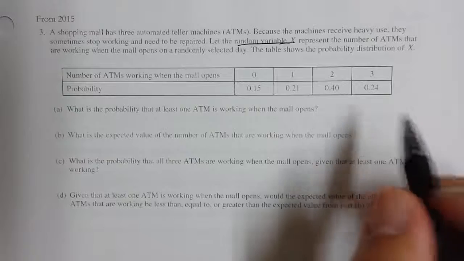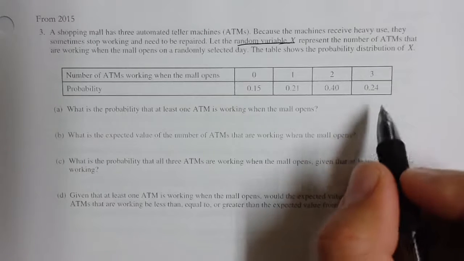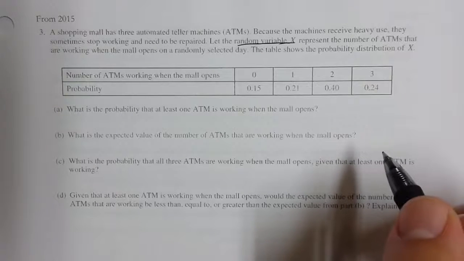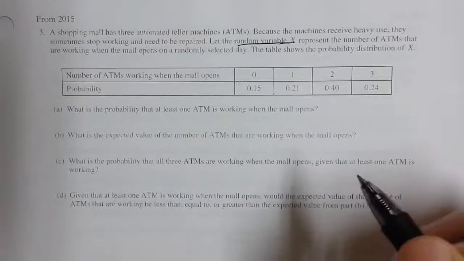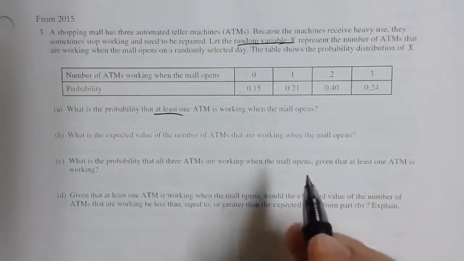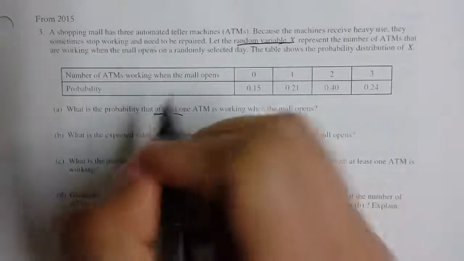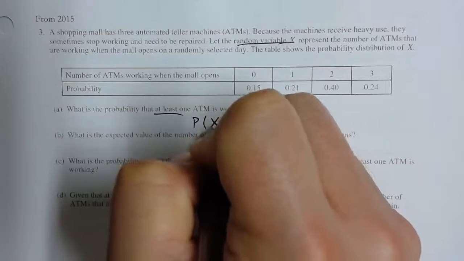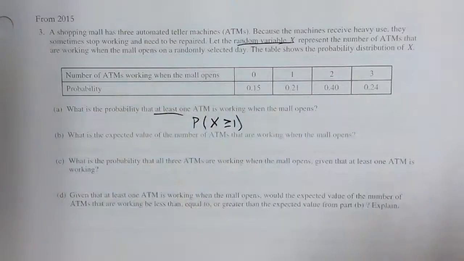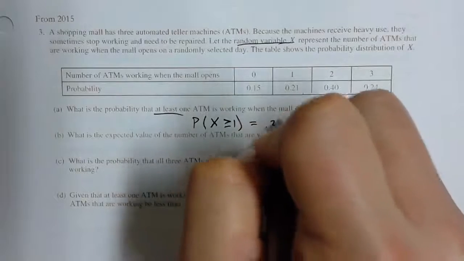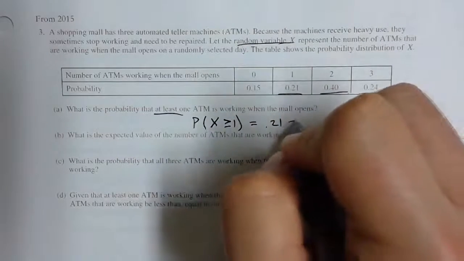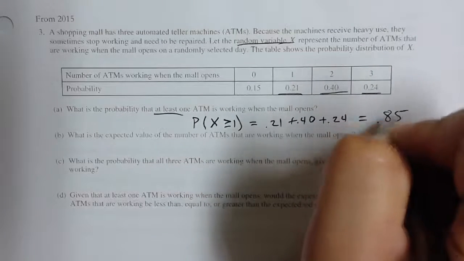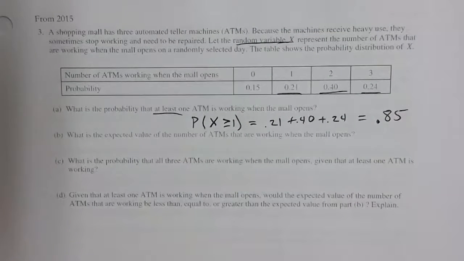So part A asks, what's the probability that at least one ATM is working when the mall opens? This isn't a hard question, but just make sure that you're careful about reading it. And we also want to make sure that we use the correct notation here. It says at least one, so I want to find the probability that x is greater than or equal to 1 here. And it is just the sum of these 3 numbers. It could be 1, 2, or 3. And this number totals 85%, or 0.85. And that's a pretty straightforward task. Basically, we just want to identify what we calculated and what that value is. So 85% of the time, at least one's going to be working.